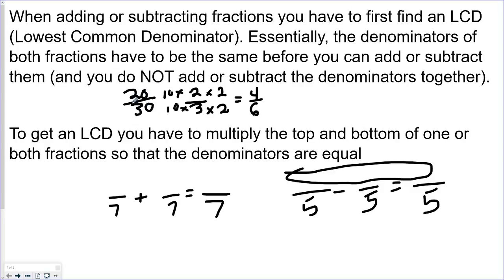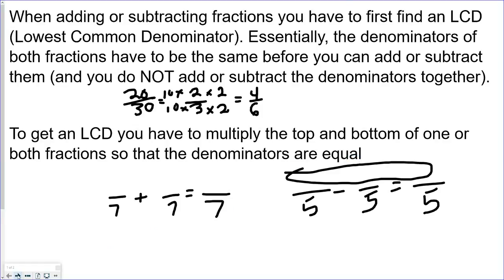Having 20 pieces out of 30 is the same as having 2 pieces out of 3. 20 for every 30, 2 for every 3, 4 for every 6, they all mean the same thing. They're all equal. So what we want to do is when we have two fractions that do not have the same denominator, we multiply them, top and bottom, to get the denominators the same, and then we operate with them then.